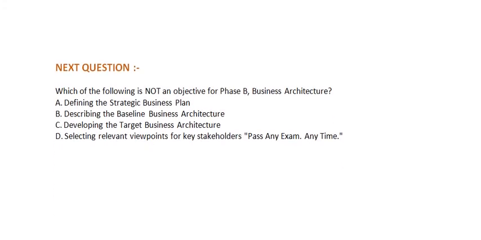Next question is, which of the following is not an objective for phase B business architecture? Option A, defining the strategic business plan. Option B, describing the baseline business architecture. Option C, developing the target business architecture. And option D, selecting relevant viewpoints for key stakeholders. The correct answer is option A.